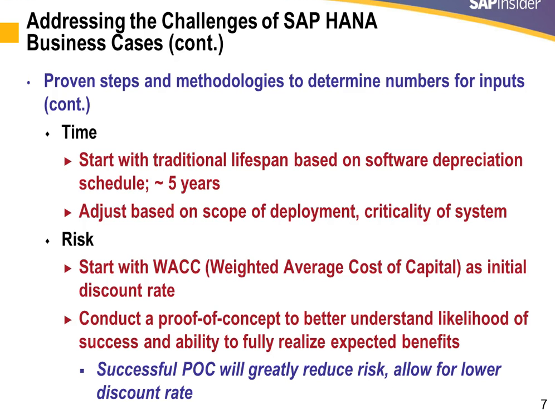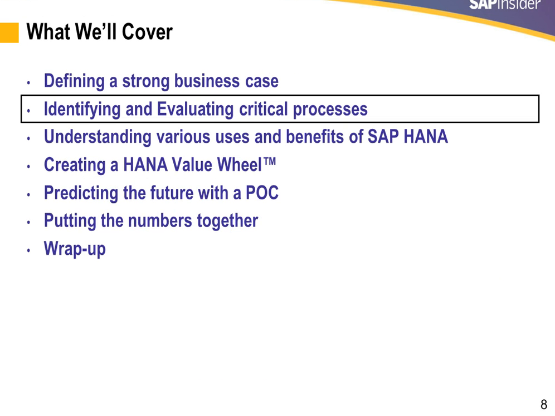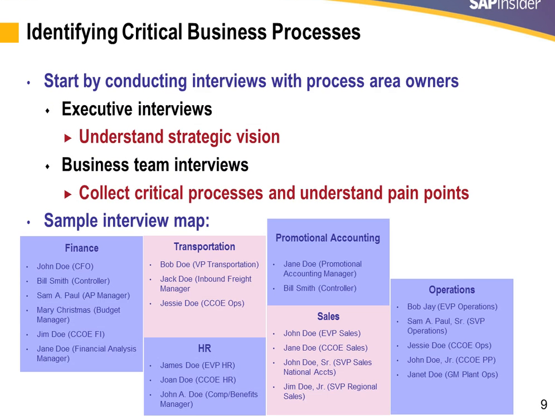Yep. So now we're in the second phase of your presentation, which has to do with identifying and evaluating critical processes. So going to move right into that, which is slide number 9 in our deck. And this is one of the parts where I think you really start to deviate from that classic sort of IT-based, wouldn't you like to speed some stuff up approach to HANA. You're talking with process area owners and understanding the vision, understanding their critical issues, their pain points. Tell us about this.